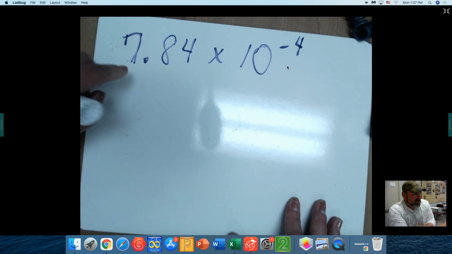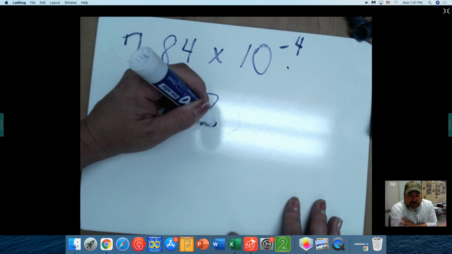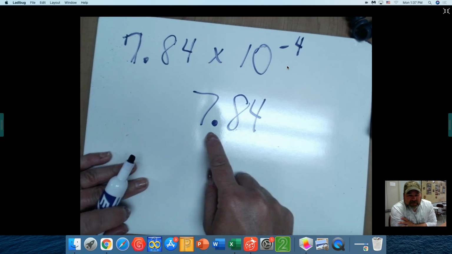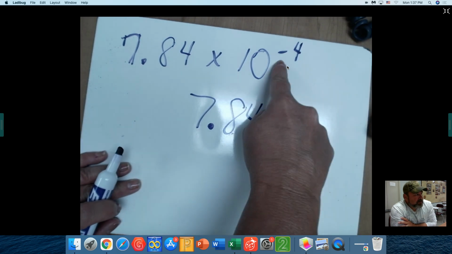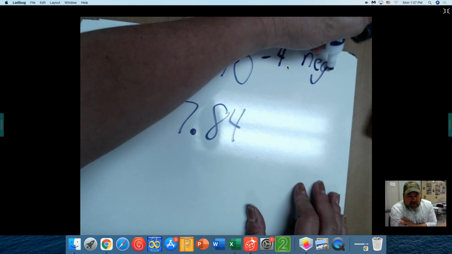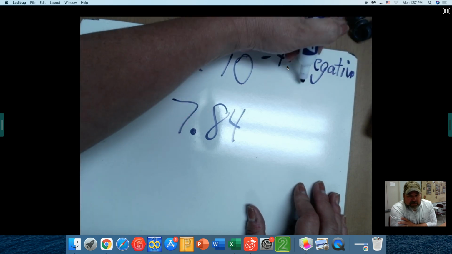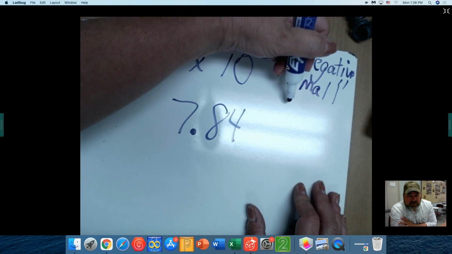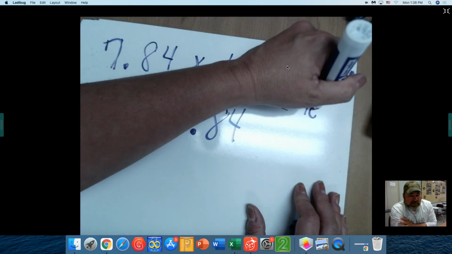Moving it to standard form. Thank you, Miss Powell. So it'd be 7.84. Now, we've been playing the game of going this way, but if the exponent's negative, then negative means that we're going to have a very small number. And if it's small, then you have to go left.